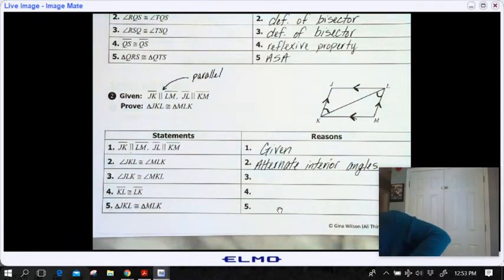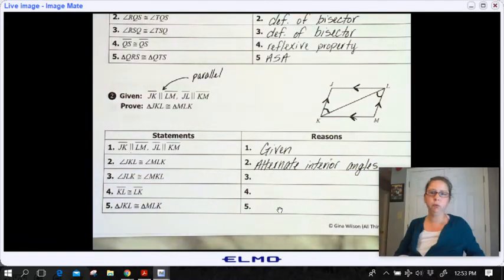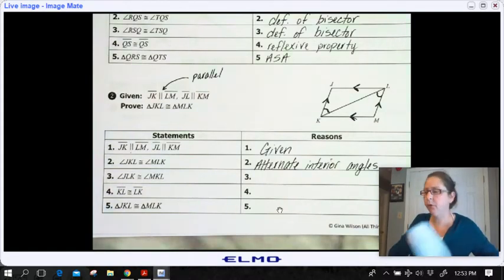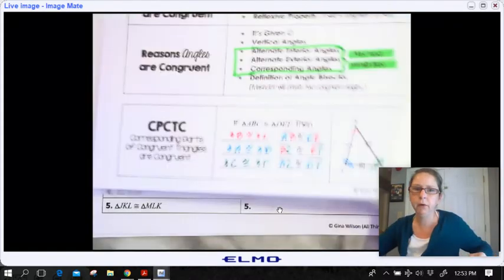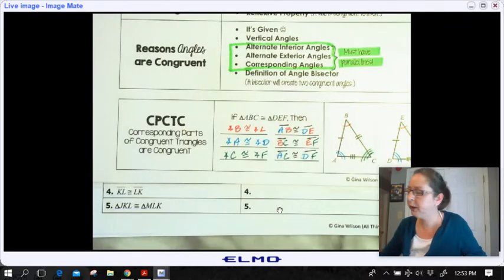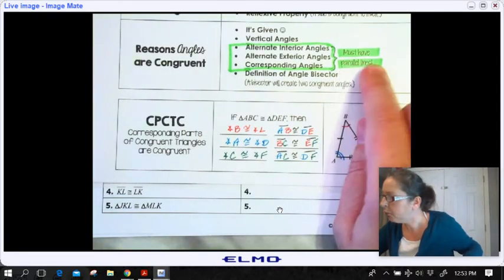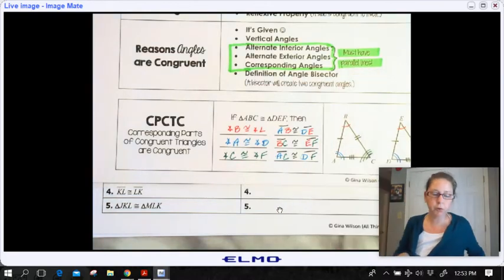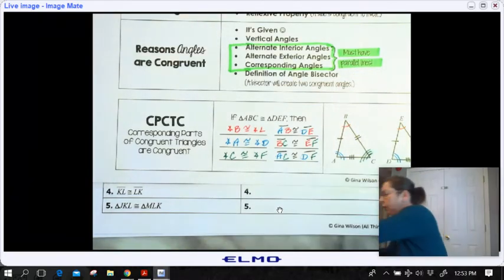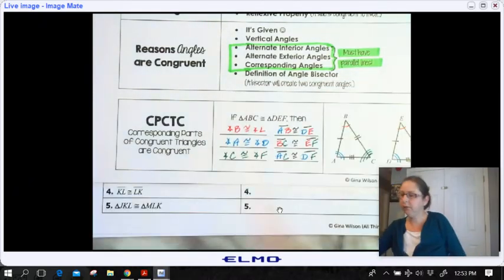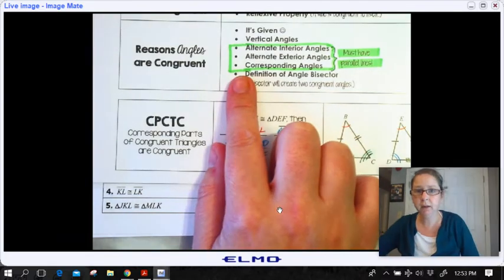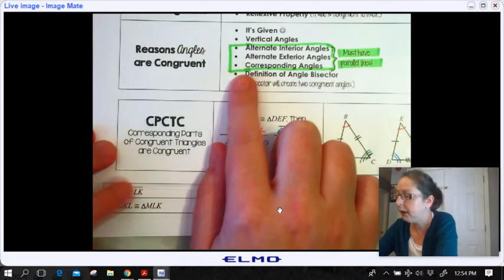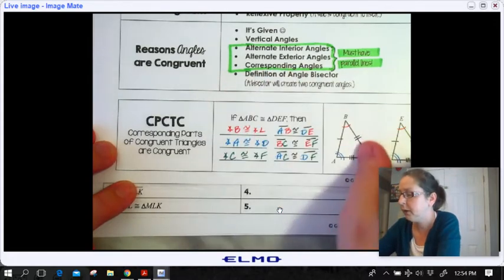Let me pull up my reference sheet. I just really want to remind you that on this reference sheet, there are three that are in green right here. The ones that are in green, you must have parallel lines in order to use these. So once I have parallel lines, then I can start to pay attention to these three congruency statements.